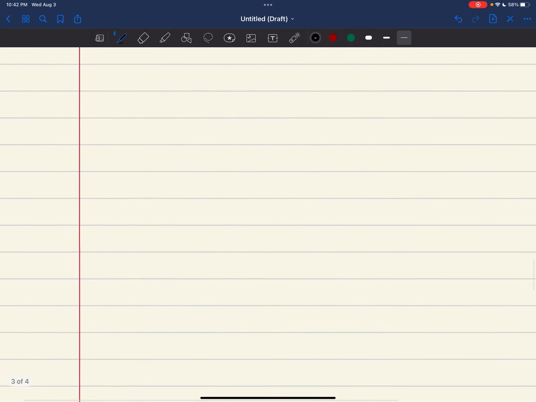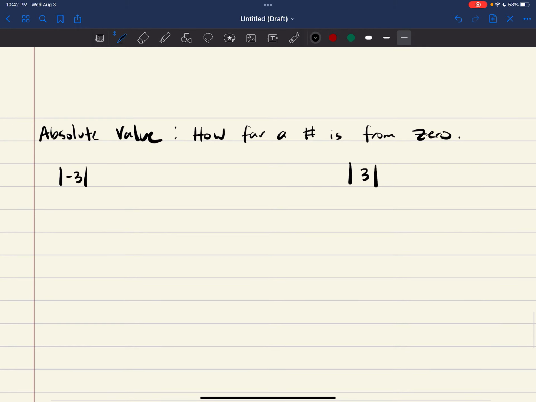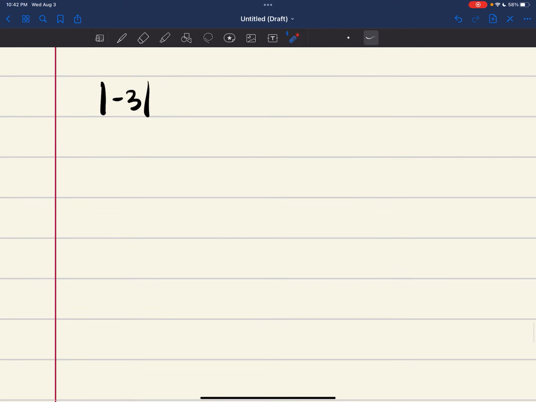Okay. All right. Let's go ahead and talk about absolute values. An absolute value is basically how far a number is from 0. So what these little vertical bars are, those are called absolute value signs, or just absolute value. Now what this is saying is, what is the absolute value of negative 3? So I'm going to draw a number line, and I'm going to have 0 and negative 3, and I'm going to go ahead and compare. How far is negative 3 from 0?